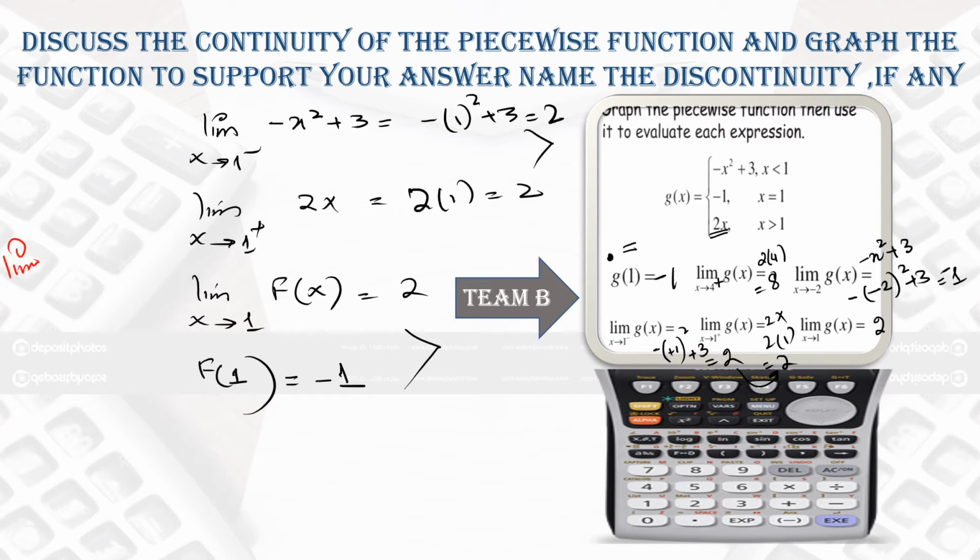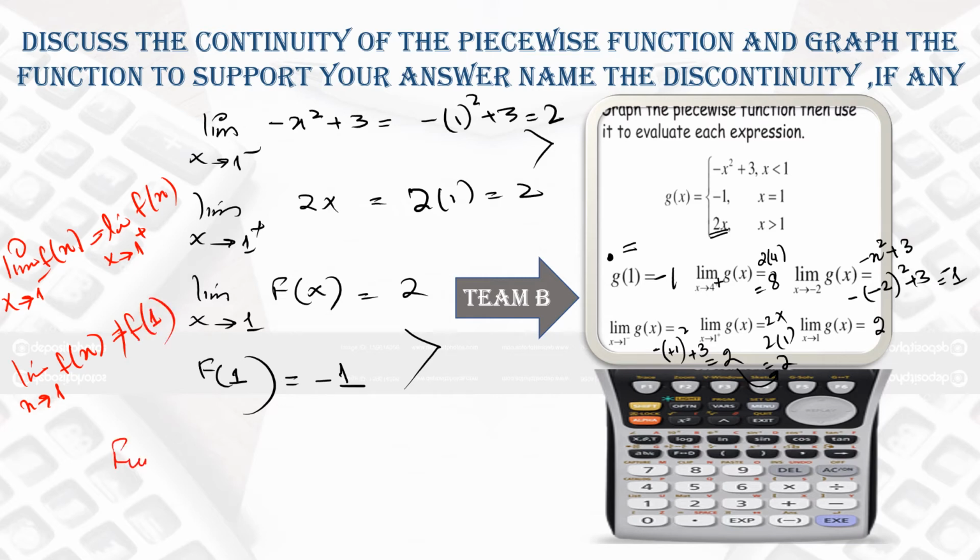So your last conclusion: the limit as x approaches 1 from the left-hand side is equal to the limit as x approaches 1 from the right-hand side, but the limit as x approaches 1 from both sides is not equal to f(1). Hence, the function is discontinuous at x = 1. So you must write the conclusion. Without it, the question cannot be completed.